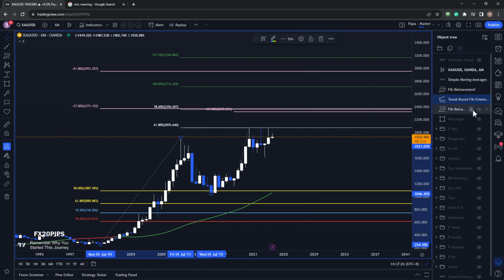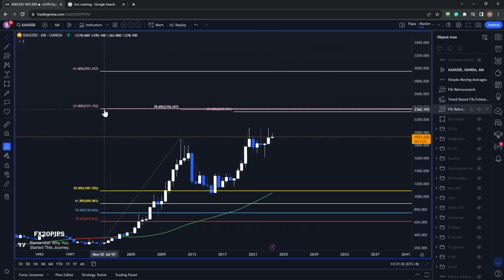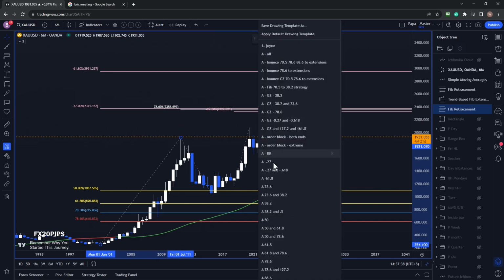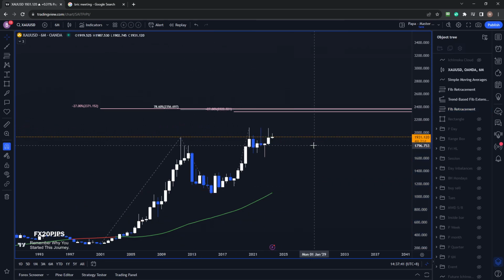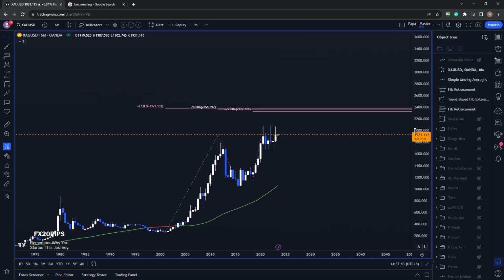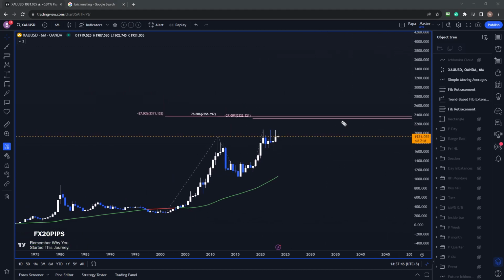This is the 78.6. And then this is my fib on a minus 27%. There we go. Okay, so I hide all levels and only leave this one here so that I know that this is a strong resistance based on the fib. There are many strategies to do this, but based on the fib, that's the next higher resistance if this triple top is broken.